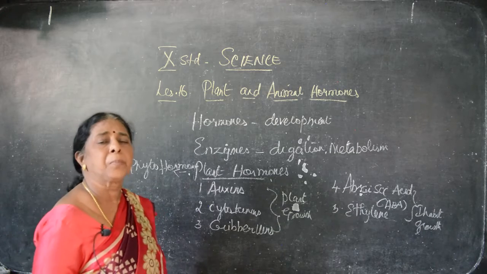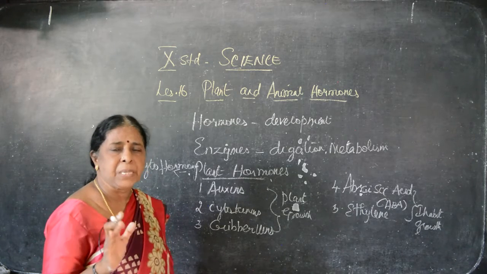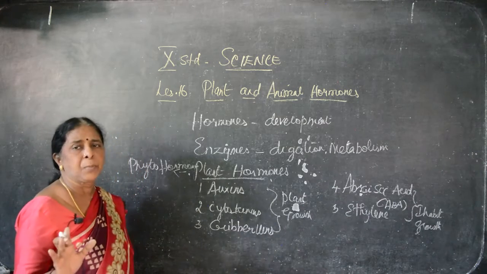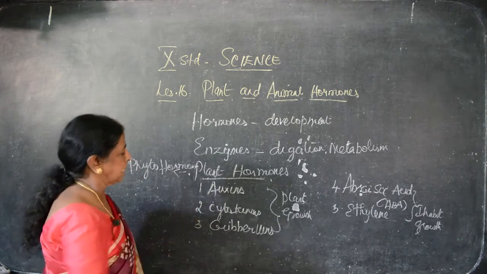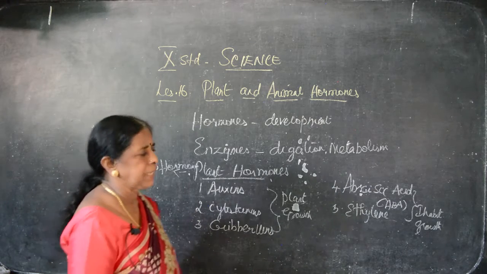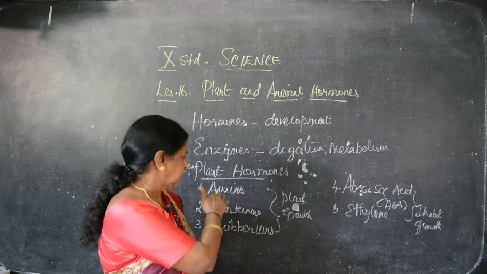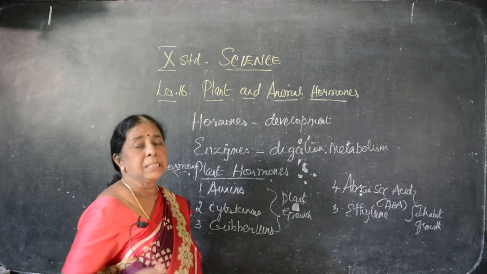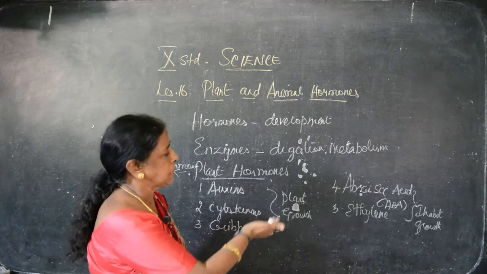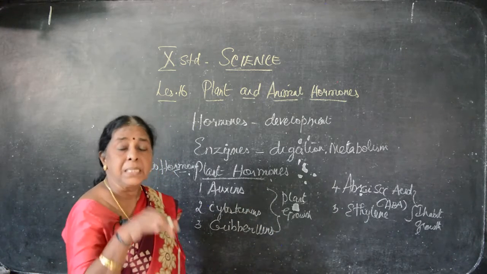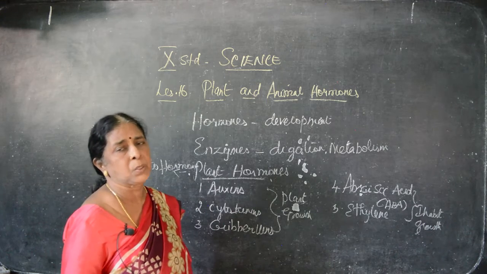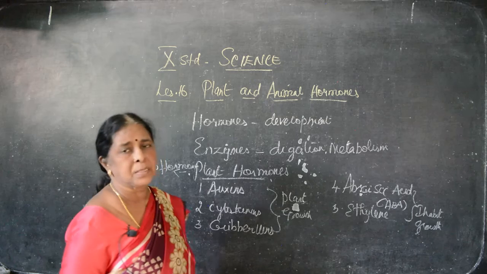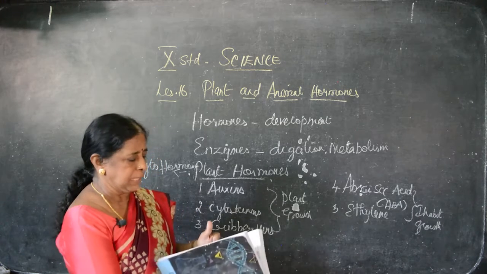So totally, what is a hormone? A hormone is a chemical substance which brings about the physiological reactions of the plants. There are 5 kinds of hormones I said: auxin, cytokinins, gibberellins, abscisic acid and ethylene. The first three, auxin, gibberellin and cytokinins, help the external growth of the plant. Abscisic acid and ethylene help in the internal growth of the plant, inside the organs. What are the organelles present? These hormones help the organelles to grow. Clear? So let us go for the lesson.